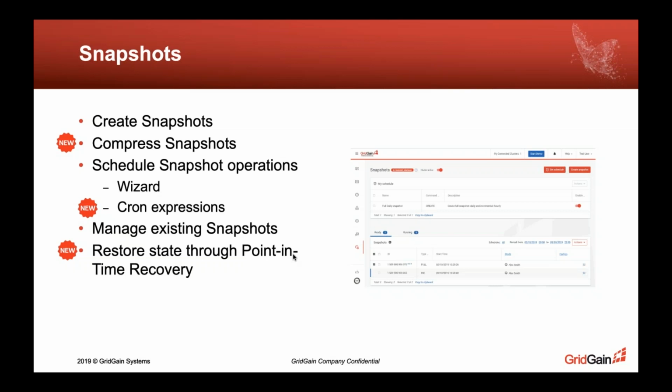For example, maybe you have two schedules. Maybe you're doing a full state snapshot that's happening nightly, and then maybe we're doing incremental snapshots that are happening more frequently, like hourly or something like that. It's a lot easier to do that just by defining a really short cron expression. We can always manage and view existing snapshots through Web Console. And then we can also now do a state restore through the point-in-time recovery. That's also a new thing that we've added in the Web Console 2019 October release.